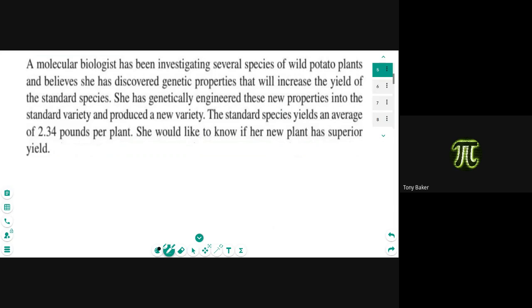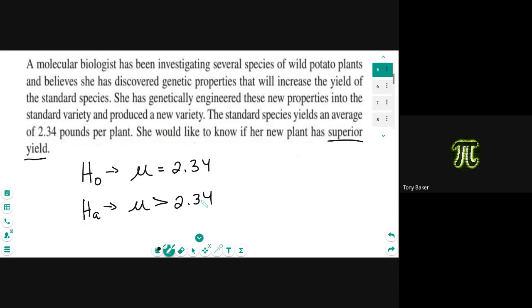So my null hypothesis: my mean equals 2.34. That's my null hypothesis because that's the status quo. My alternate hypothesis is what she's testing, and she wants to know if her plant has superior yield. So she wants the mean to be greater than 2.34.